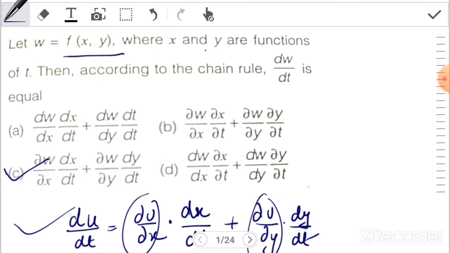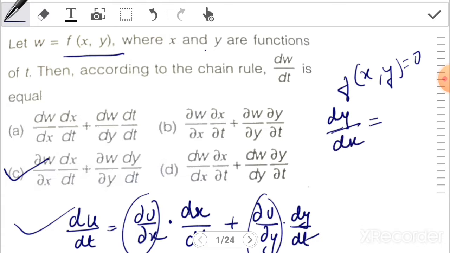And there is one more. If x and y are connected by an equation of the form f(x, y) = 0, then dy/dx = minus del f by del x divided by del f by del y. Right?